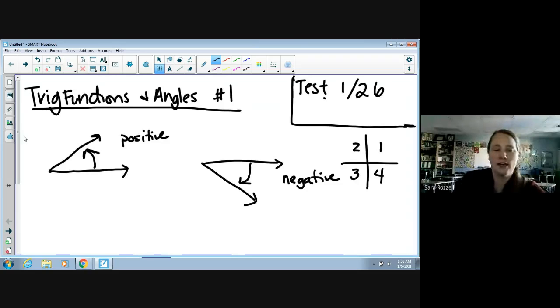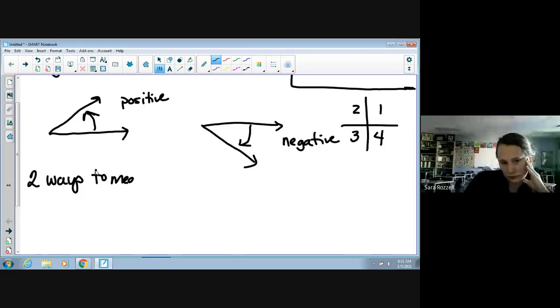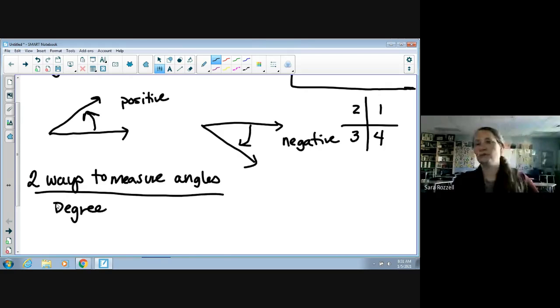The next thing we're going to look at is how we measure angles and how they can be actually defined. We have 2 ways that we can do that. And the first way, and the way that you've done the most often, is a degree. And if someone said to you, define how big 1 degree is, how could you tell them specifically how big a degree is?